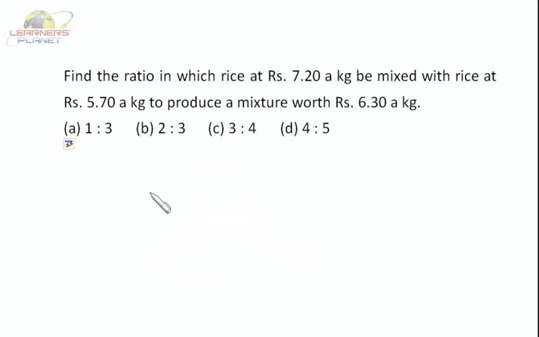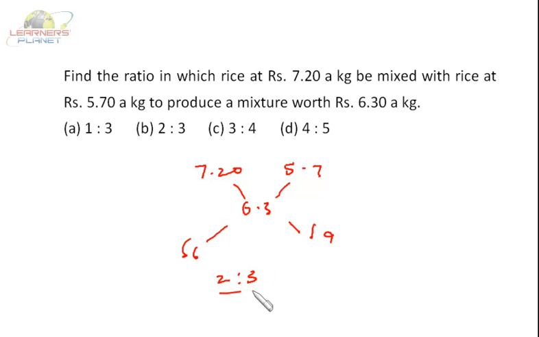I hope you are clear with the concept of allegation. Just do this problem on your own and match your procedure and answer with mine. Find the ratio in which rice at rupees 7.2 a kilogram be mixed with rice at 5.7 to produce a mixture of 6.3. No need to elaborate. It's 7.2, it's 5.7, and we wish to have 6.3. Okay, so it is 0.9, it is 0.6, so it is 2:3 ratio. As simple as that. A problem which is taking only 30 seconds to get solved.